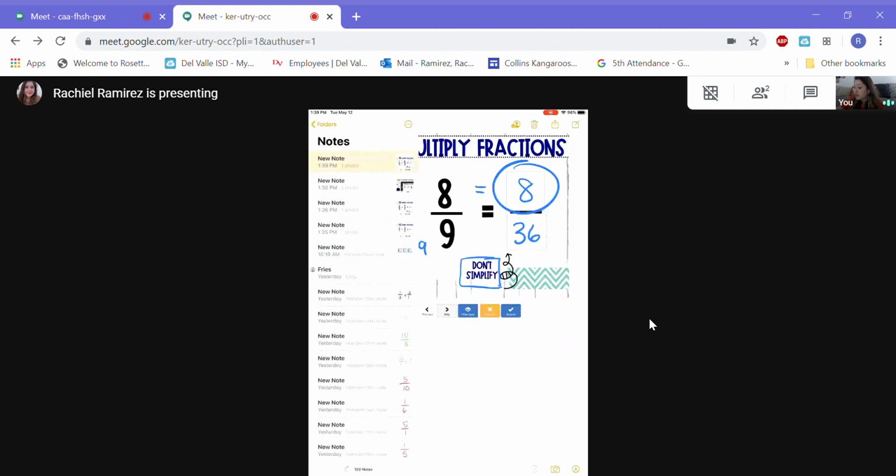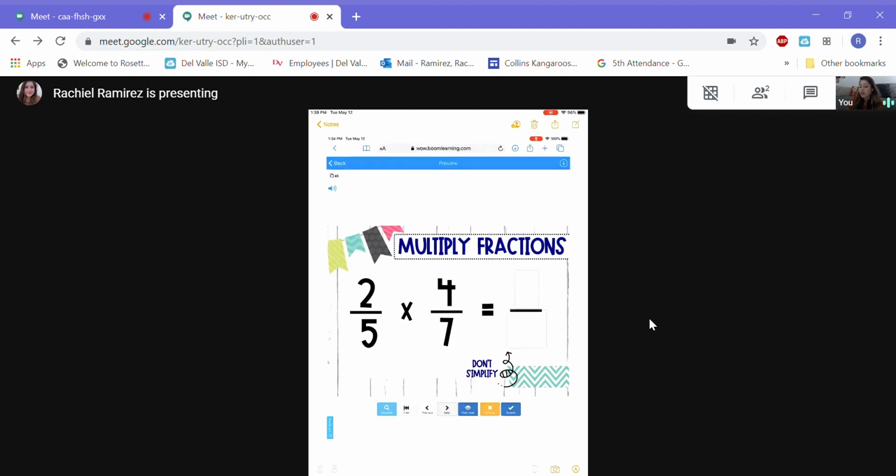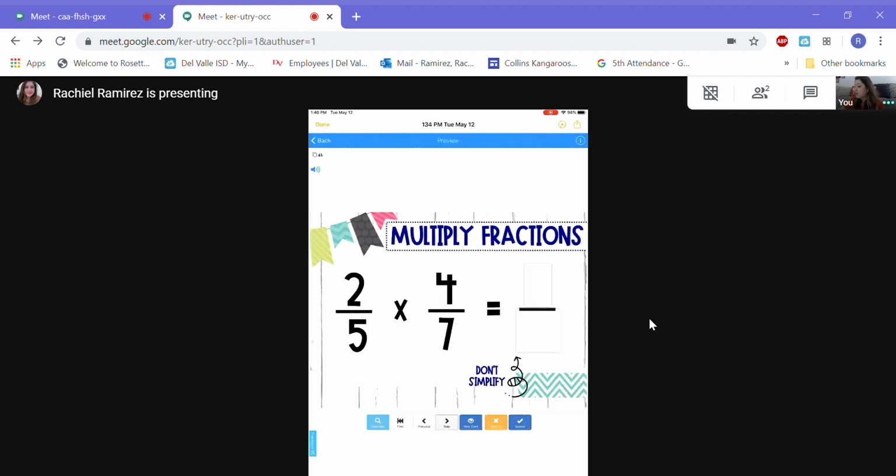So looking at the next one, they might be a little bit out of order, which is okay because you'll know how to do it. So let's look at this one right here. It says 2/5 times 4/7. So we do the same thing, same steps. Multiply the numerator times numerator. So 2 times 4, which is 8. Then we have 5 times 7, which is 35. And again, we don't have to simplify, but that should be your answer.